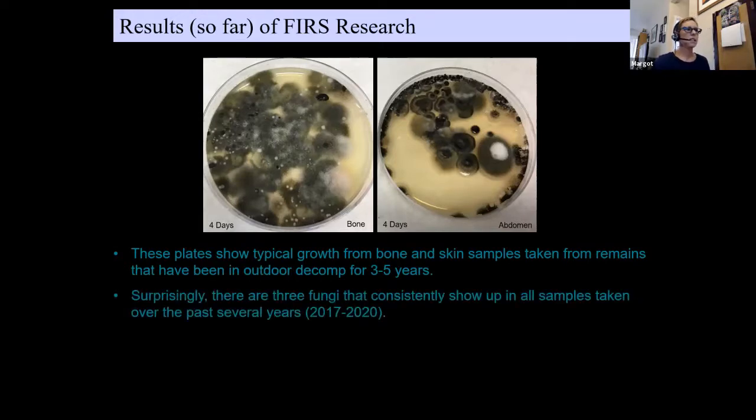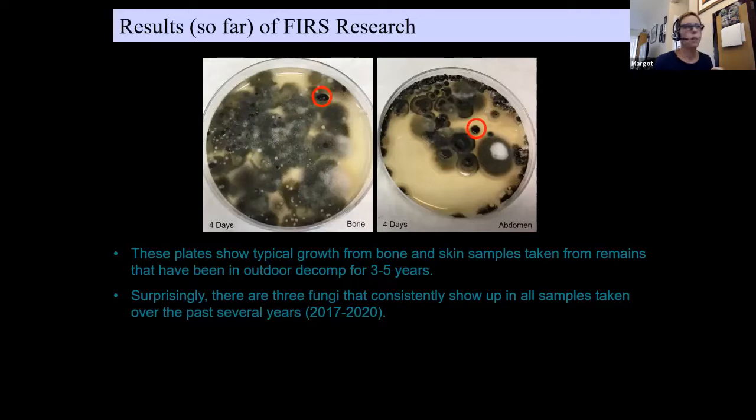And surprisingly, every time we've taken samples over the last several years, we get 3 fungi that we consistently find every single time. Now, there are probably others there that we can explore a little bit, but whether it's from skin or bone, we're usually getting at least 3 that consistently show up. So that's what we've focused on, trying to figure out what those are. Are they actually flesh-eating fungi? Are they unique, or what are they?